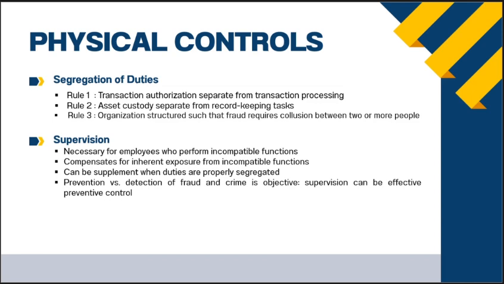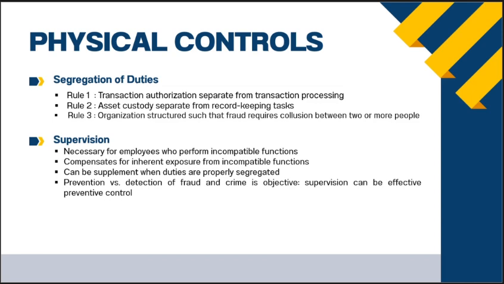So, dapat magkaiba yun. So, kung sino ang nag-authorize, dapat hindi siya yung nagpa-process ng transaction. So, for example, sa credit department, yung nag-authorize ng sale, iba doon sa nagpa-process ng sale para maiwasan yung mga fictitious sales. So sa rule number 2 naman, asset custody separate from record keeping task, very self-explanatory.